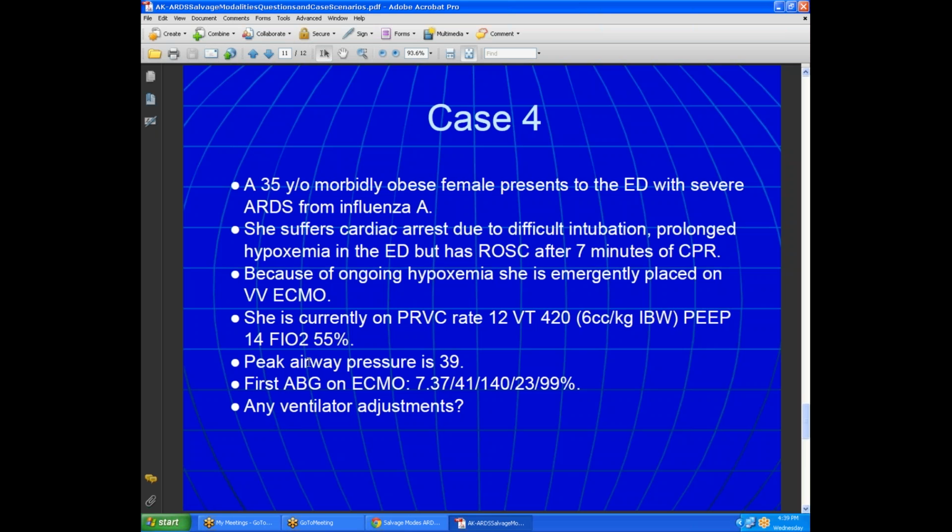Could go either way. Why don't you just go down, whichever you go down on, whether it's tidal volume or the PEEP, and just adjust the ECMO to give you better CO2 elimination. You can do that. Yep. You can do both. Okay.